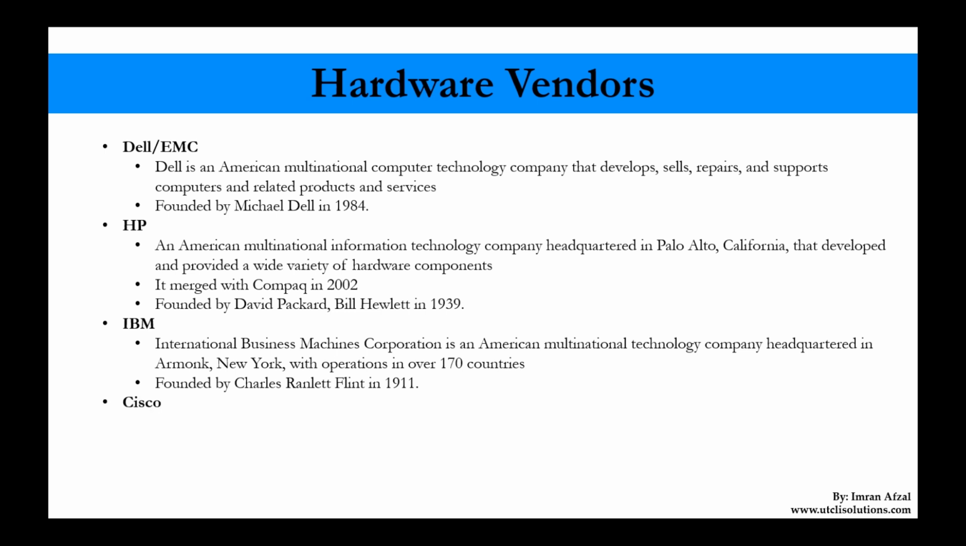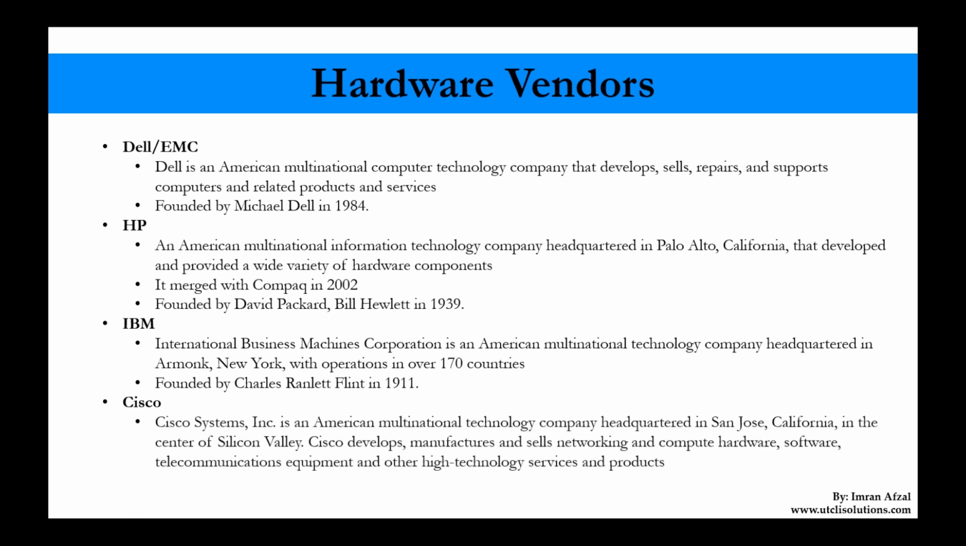Okay, the next one in line is Cisco. Cisco Systems Incorporated is an American multinational technology company headquartered in San Jose, California, in the center of Silicon Valley. Cisco develops, manufactures, and sells networking, mainly networking, and then compute hardware, software, telecommunication equipment, and other high-technology services and products. So whenever you hear the word Cisco, you always think of networking devices like switches, routers, and firewalls. But now Cisco has entered into compute hardware, building the compute for the corporate world.